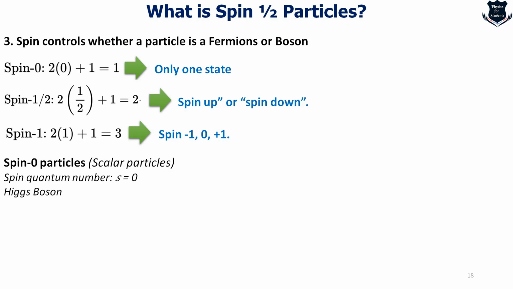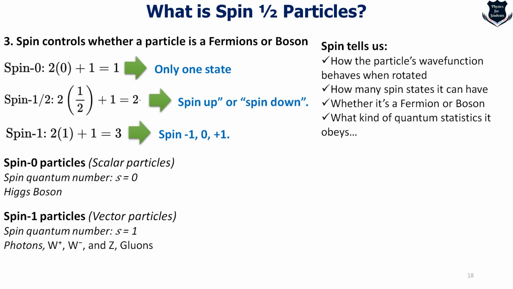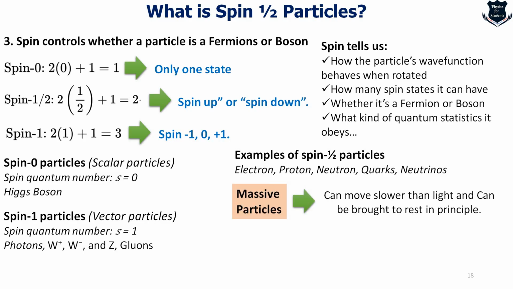It also tells about the spin quantum numbers. Spin 1 particles are, for example, W plus and W minus, Z and gluons and so on. So overall, what we can tell is that spin tells us how the particle's wave function behaves when rotated. Again, rotation here does not mean ordinary rotation. It also tells how many spin states it can have, whether it is a fermion or boson, and many other important features. So this is what spin actually talks about. Examples of spin half particles are electron, proton and so on, and massive particles actually means they can move slower than the speed of light.